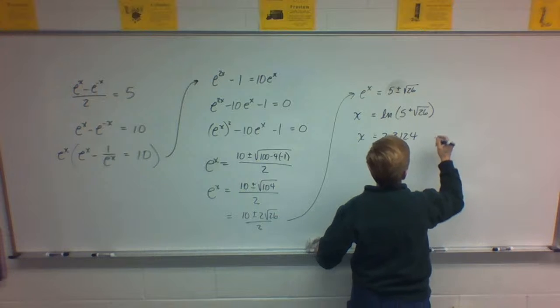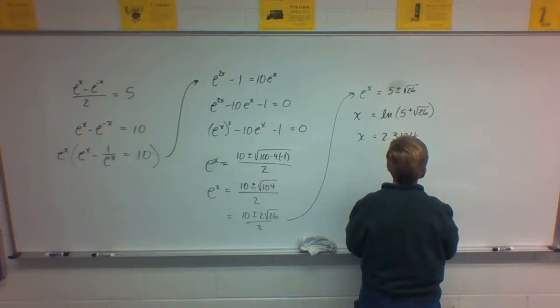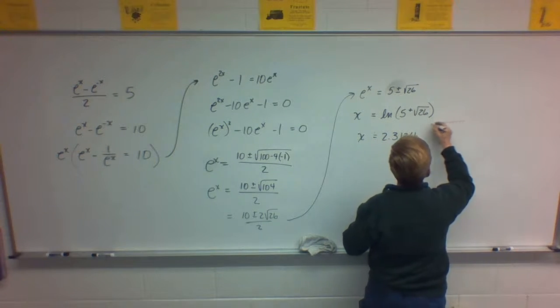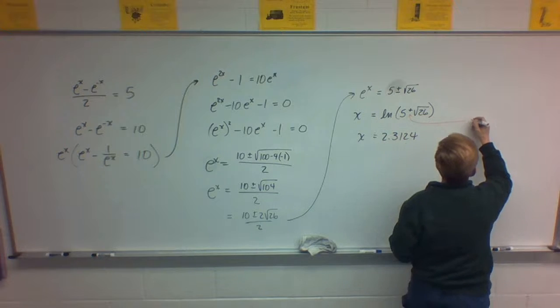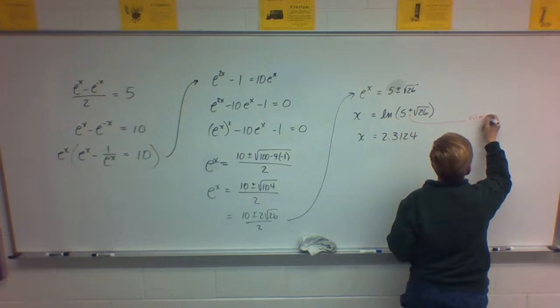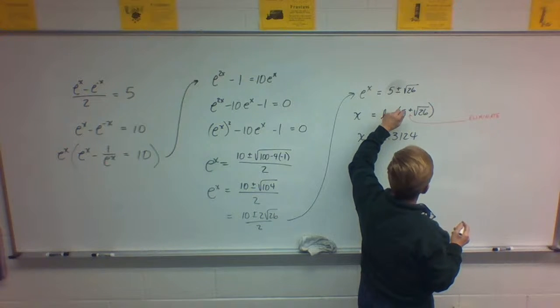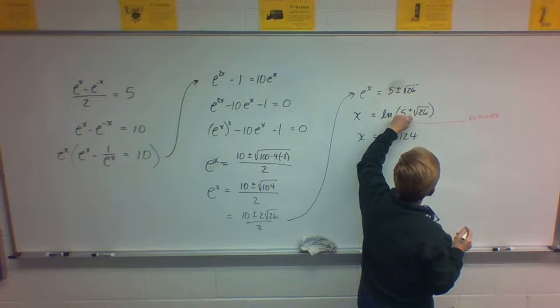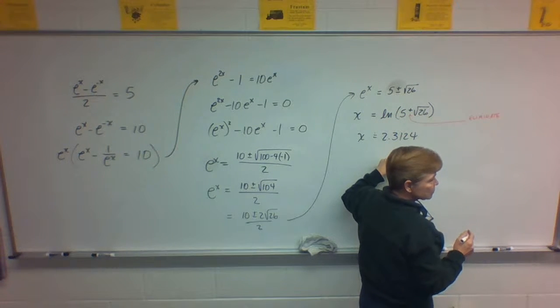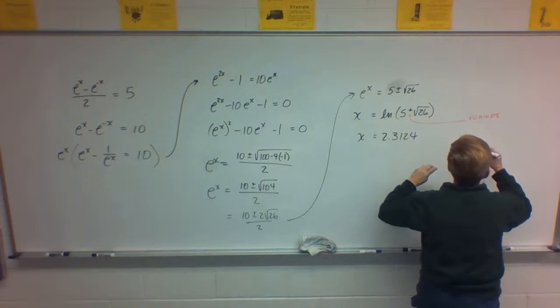I'm going to make a comment right here. I'll do it in color so that it doesn't look like it's part of the problem. And I'm going to say eliminate. Now you don't do it every time. You've got to look at both of them, see if they're both positive. If 5 plus this is positive and 5 minus this is positive, you've got to get 2 answers. But we rejected the negative. I'm going to say reject.